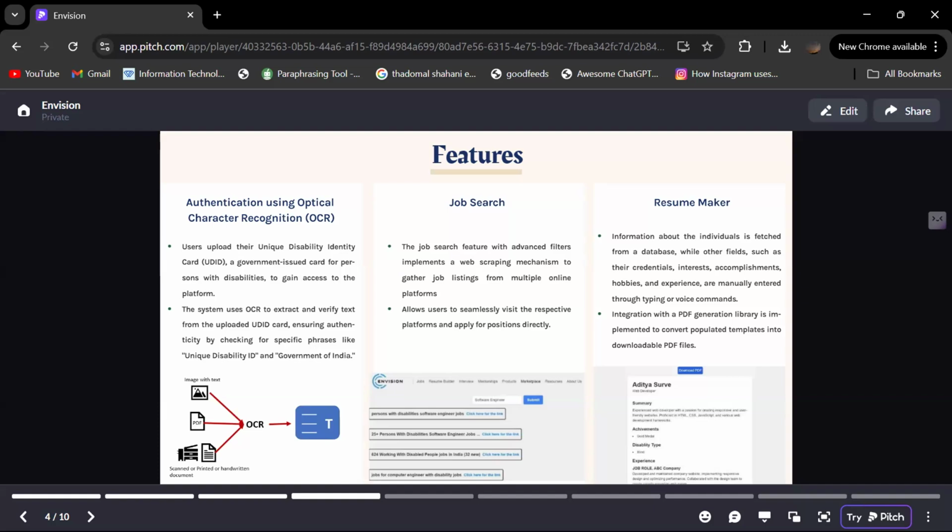After the template is fully populated with all the necessary information, the system uses a PDF generation library. This is a tool that takes the completed template and converts it into a PDF. The PDF is then ready to download, which makes it easy to print and share.